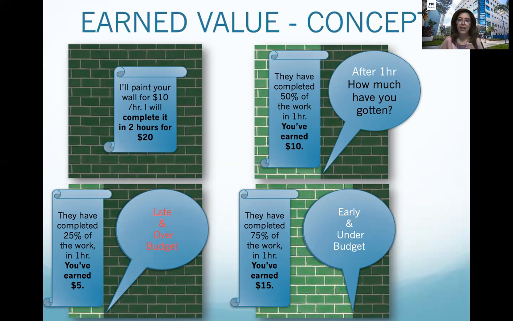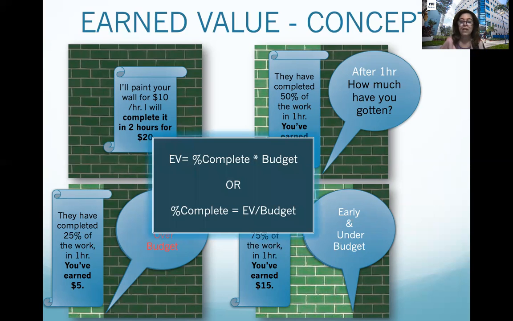Having said that, we can say that the earned value is just the percentage complete multiplied by the budget, which is the same as saying the percentage complete is equal to earned value divided by budget. This is a very important formula for the exam.